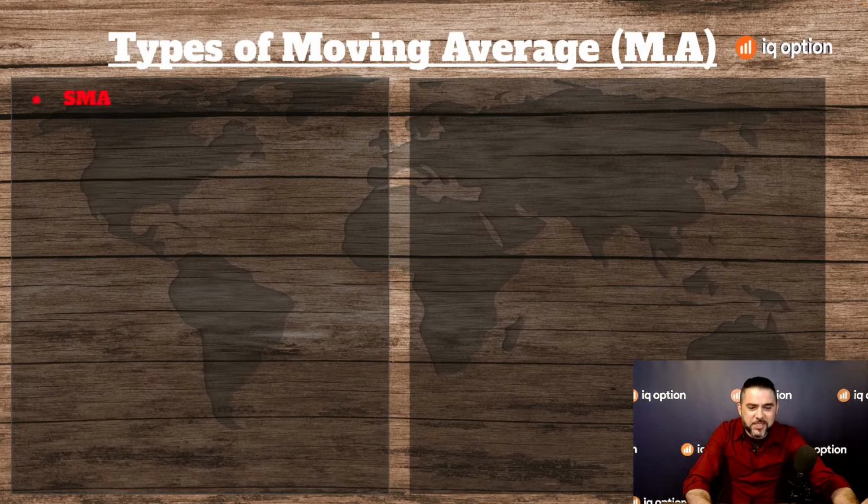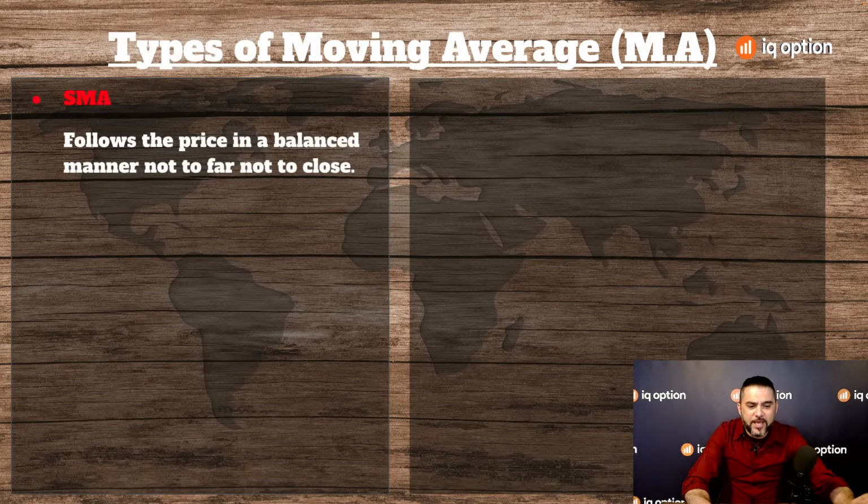So now let's take a look in a bit more detail at these moving average types. So the SMA follows the price in a balanced manner, not too far, not too close. It's not the fastest moving one of all the 4, as we'll see, but it does give a nice balance. Very, very useful for, I'd say, medium to long trades. Slower to react, but more consistent. That's the basic overall about the SMAs.